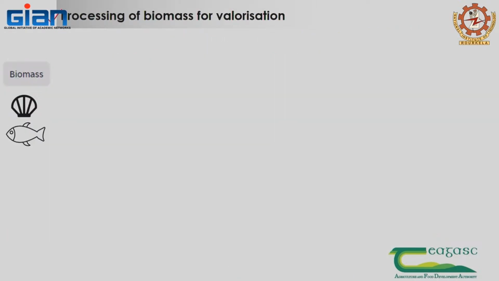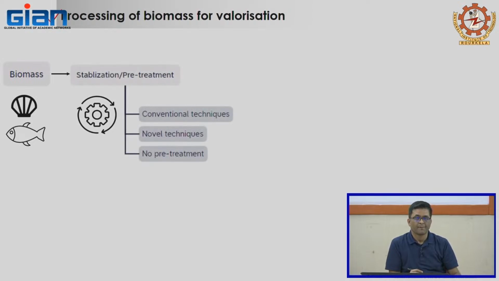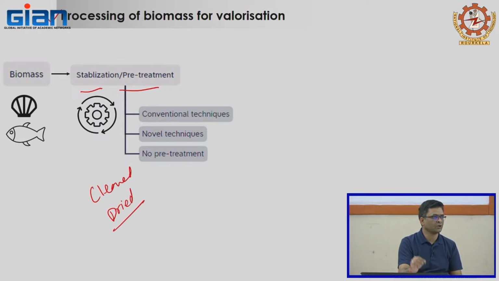So, what is the processing of biomass for valorization? How do we process it? Any sequential order? What will be the next step? First and foremost is stabilization of that biomass. If you have fish waste or a shell waste, how do you stabilize it, or what type of pre-treatment do you have to do? What was done in the case of the shells you are using? It was cleaned and dried. So, drying is also a pre-treatment.